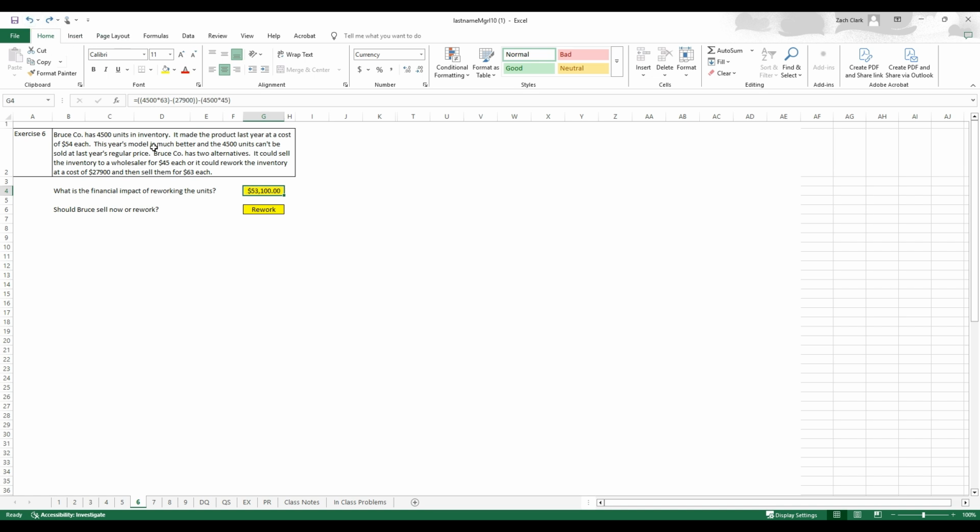And so what we're doing in our formula is taking the rework and sell part here versus the difference between selling to the wholesaler, and the financial impact is an increase in profits of 53,100. So that's pretty good money. You'd probably choose that route, even if there is some frustration from the staff or whatever other non-financial impact might result from doing the rework.